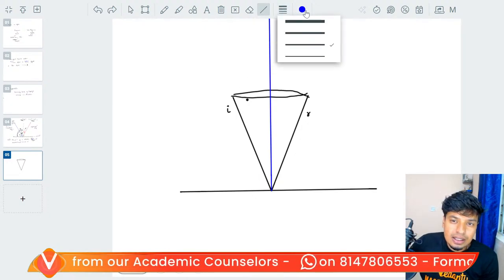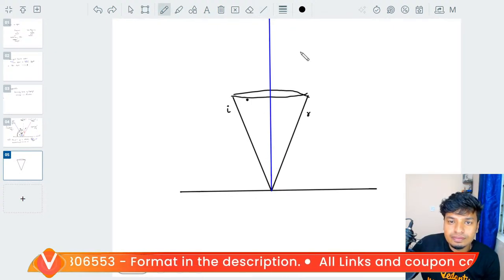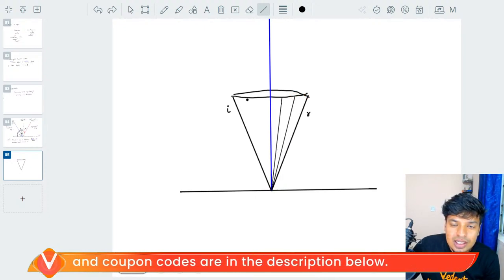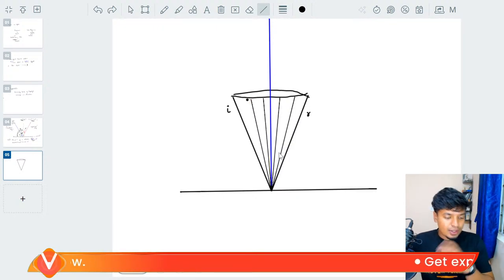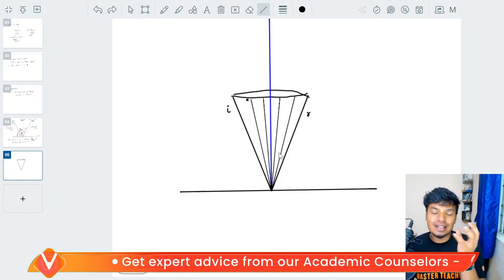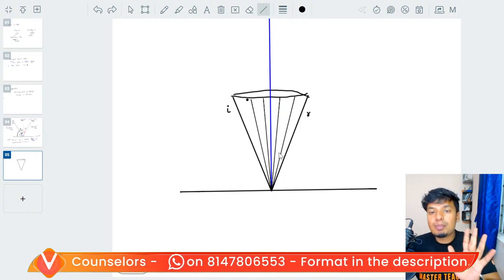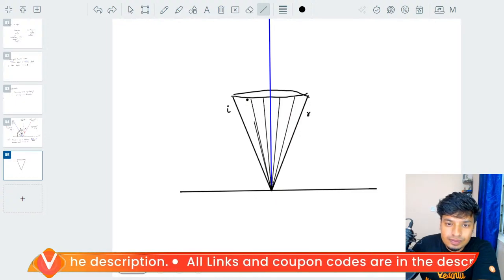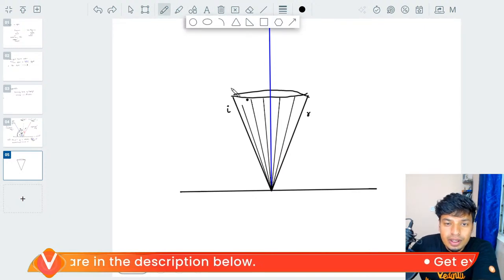Guys, we know that a cone has multiple lines from the same point. Do you all agree? It's a 3D object, so imagine it has multiple points like this, multiple lines coming together. So many lines, they all together make up that 3D object. Let me draw the remaining part.